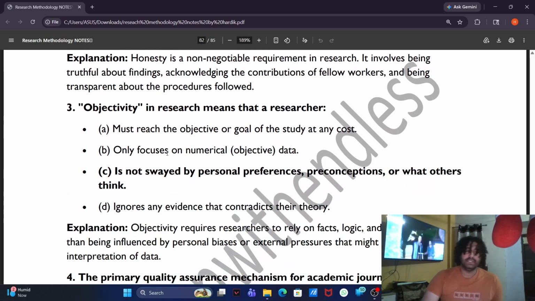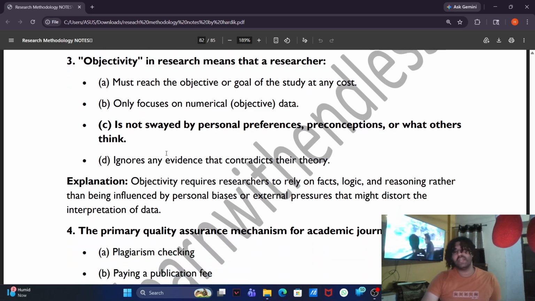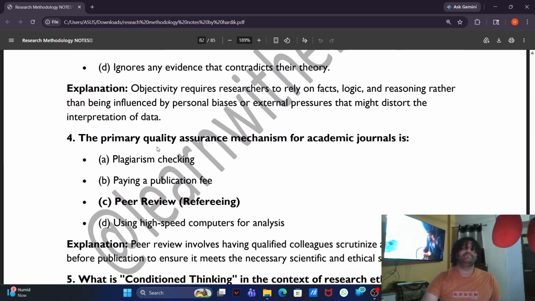Objectivity in research means that a researcher is not swayed by personal preferences, preconceptions, or what others think. Explanation: objectivity requires researchers to rely solely on facts, logic, and reasoning, rather than being influenced by personal biases or external pressures that might distort the interpretation of data.